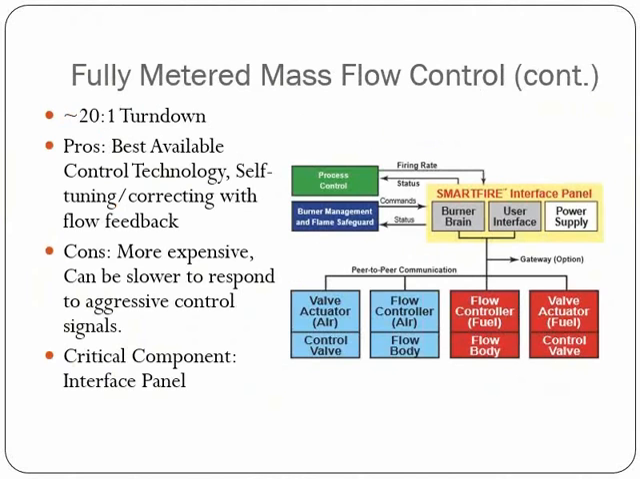This one has maybe about a 20-to-1 turn down. I step it back, even though it's using similar or the same air valves and fuel valves. The resolution of those airflow controllers and fuel flow controllers or flow bodies is limited. They may not be able to give you reliable measurements over the entire 40-to-1 turn down range of the previous example, so I'll scale that back to 20-to-1. Still a very good number as far as getting flexibility out of your process. Pros here, of course, it's going to give you the best available control technology.